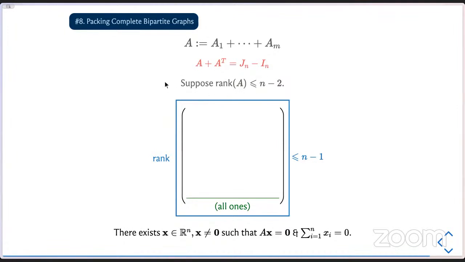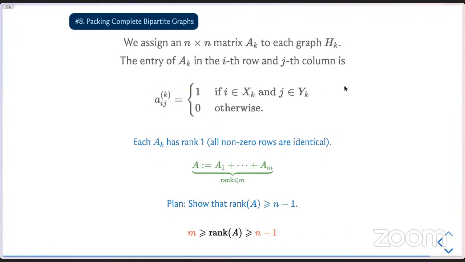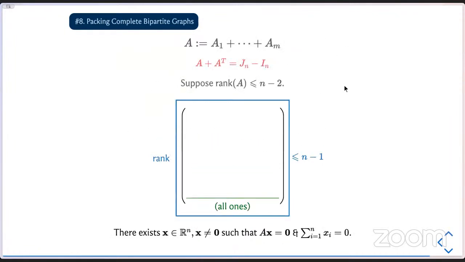So suppose, for the sake of contradiction, that the rank of A is not at least n minus 1. It falls short, so it's at most n minus 2. Now consider this augmented matrix where I've taken A and added an all ones row at the bottom. If I add one row to a matrix whose rank was already at most n minus 2, then the rank of this augmented matrix can go up by at most 1. So the rank of this matrix with this extra padding at the bottom is at most n minus 1.